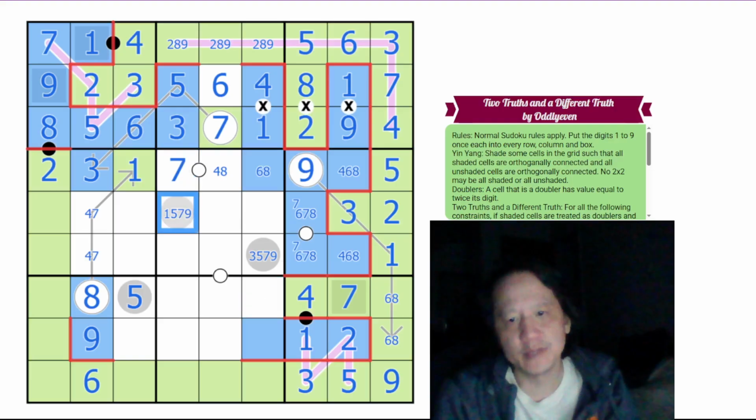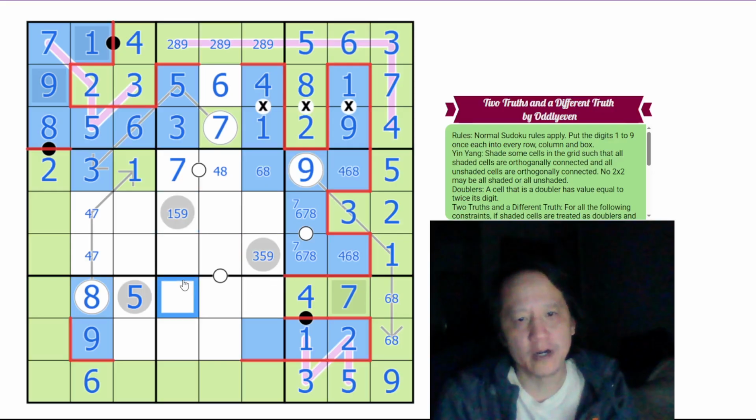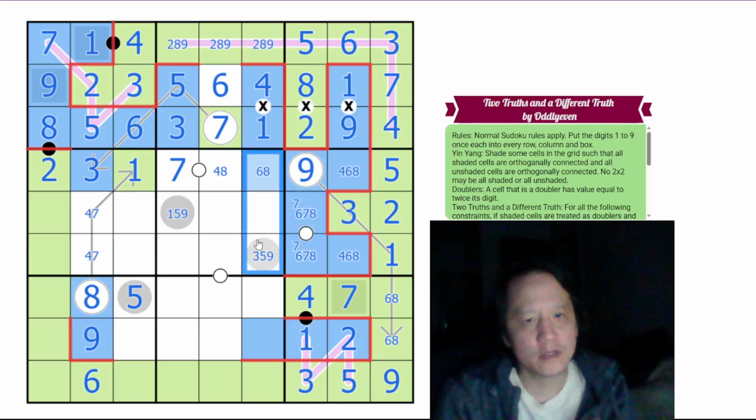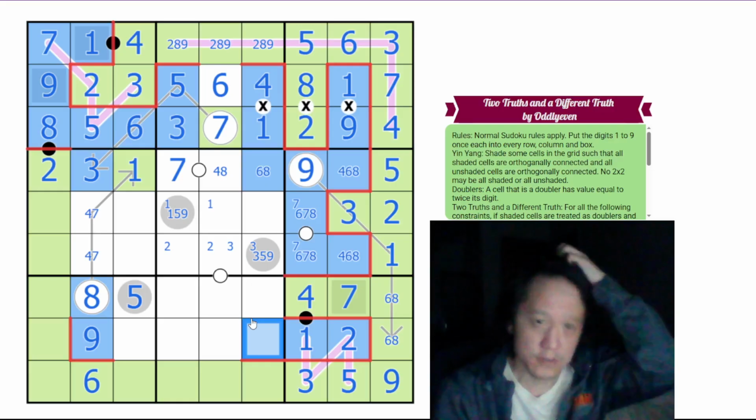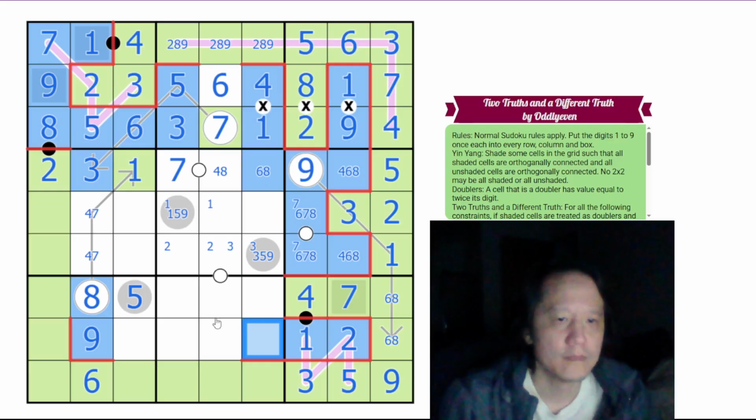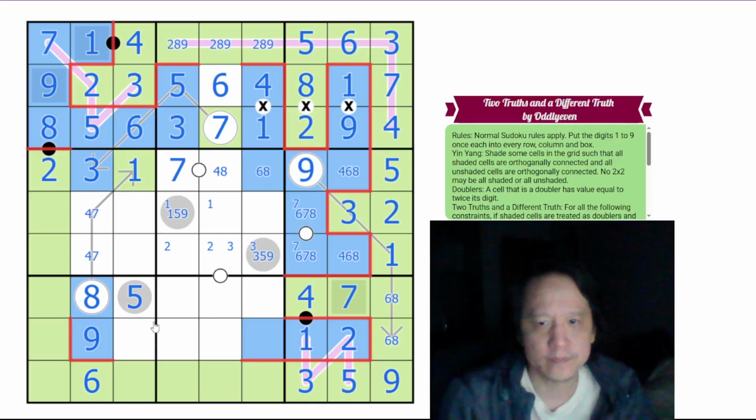This 7 eliminates 7 in the rest of the box. 1 can't be here or here, so 1 is one of these digits. 2 has to be one of these digits. 3 can't be here. 3 can't be here, so 3 is one of those 2 digits. Interesting. This is border.